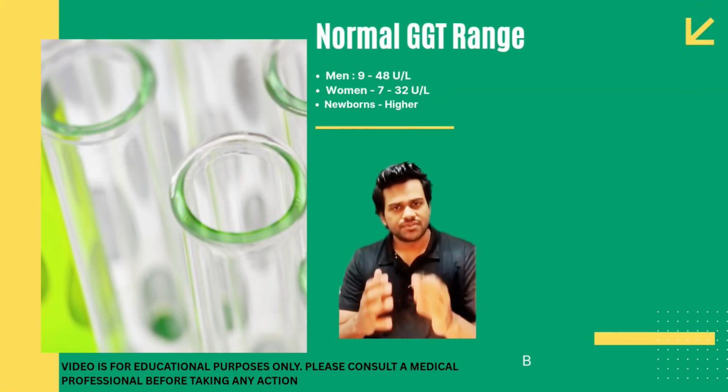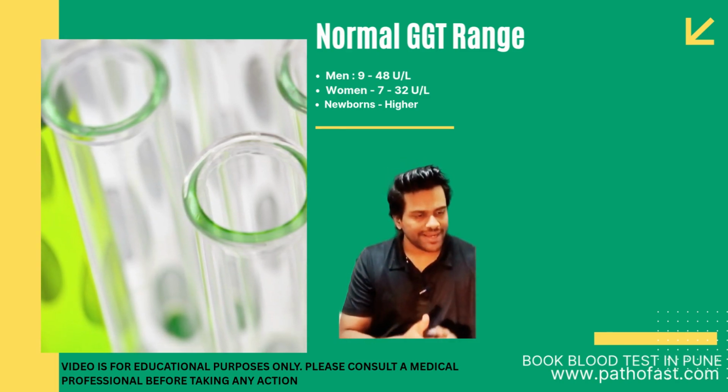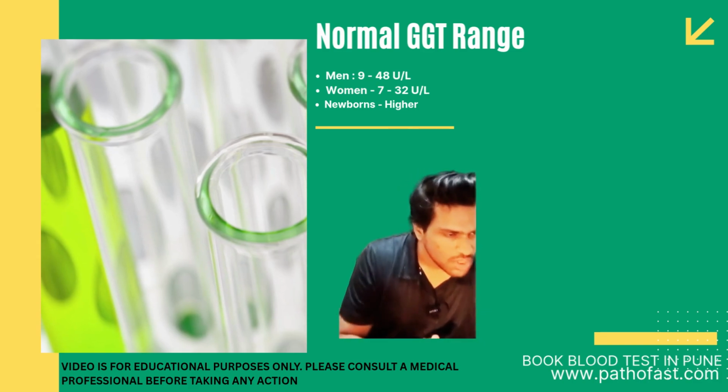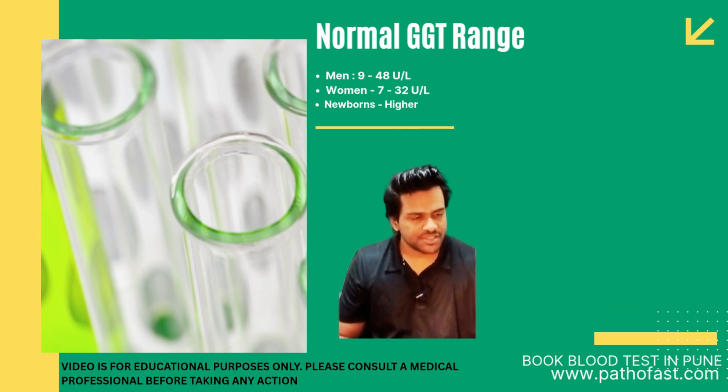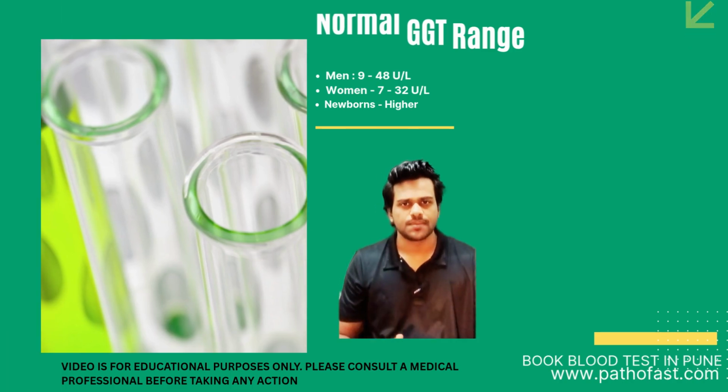What are the normal ranges of the GGT test in adults? In men, the normal range is between 9 to 48 units per liter. In women, it's somewhere between 7 to 32 units per liter. And in children, the values are higher. In newborns, the values are higher, but they come down with age.